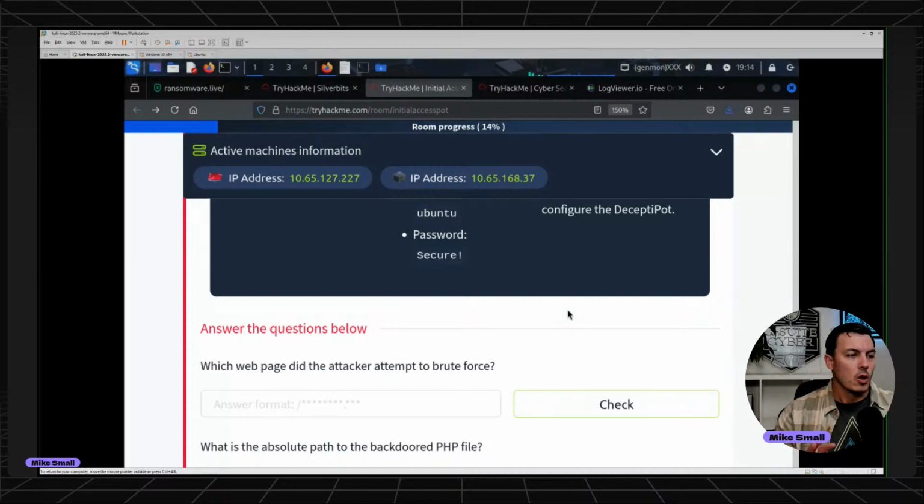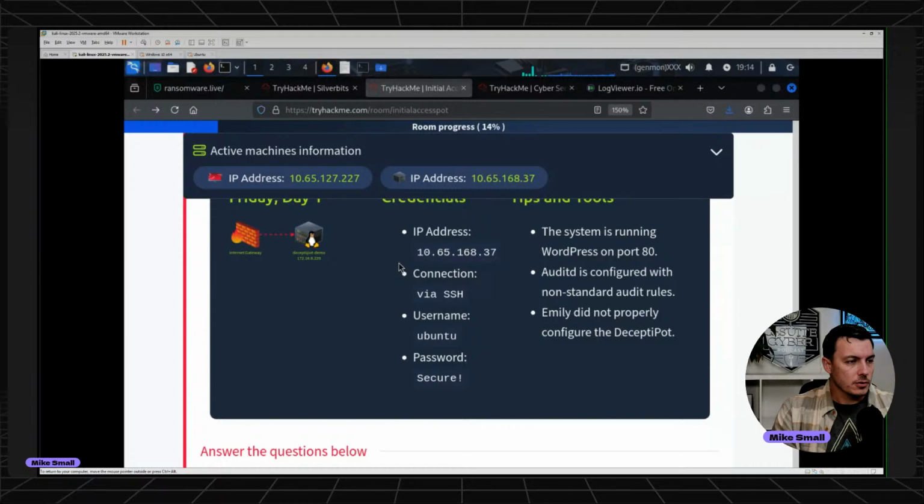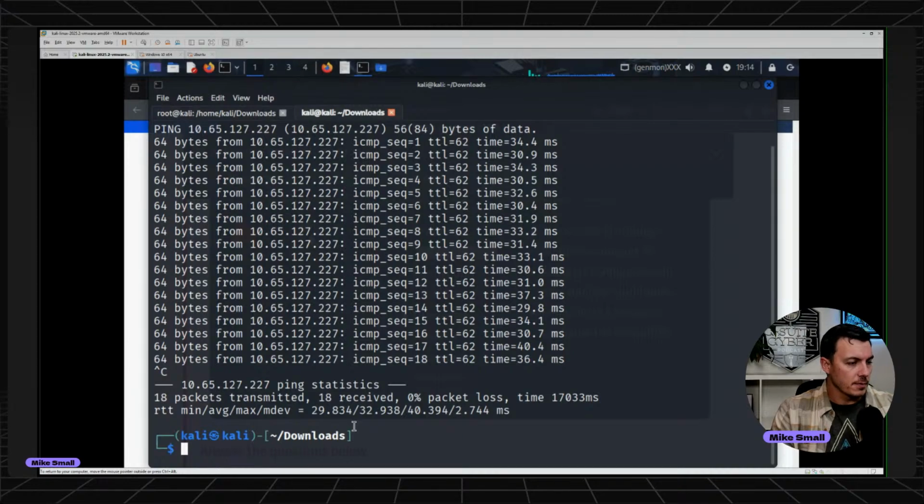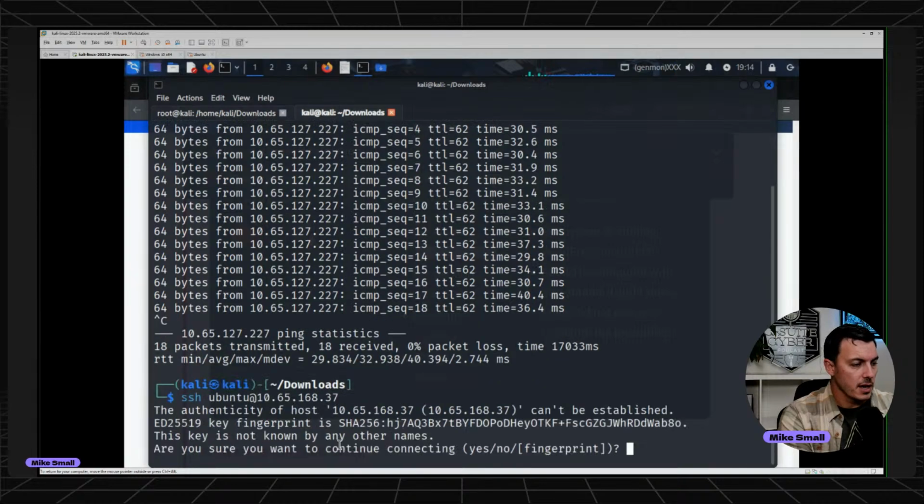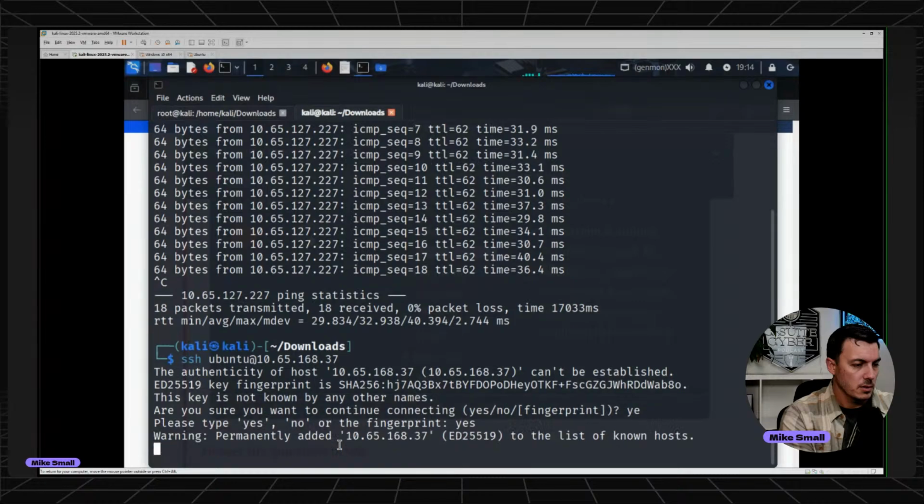All right, so we are going to log into the host via SSH, and then we are going to start chipping away at these answers here. So we're going to say SSH Ubuntu, and then I'm going to do a Control-Shift to actually paste the address. Yes, oops, I typed it wrong.